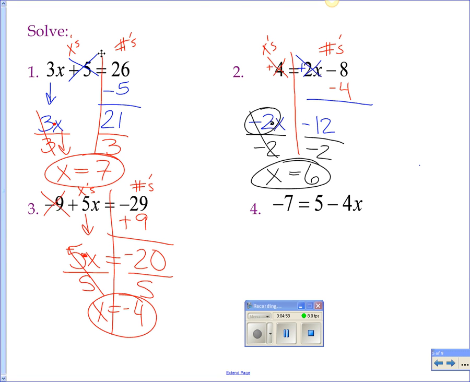Okay, number 4, write it down. Negative 7 equals 5 minus 4x. All right, Odin, what do I want you to do first? And x is here, numbers here. Okay, Mateen, based on the way I want you to do it, what should move? And it becomes what? Summer, what else needs to move based on how we do it?